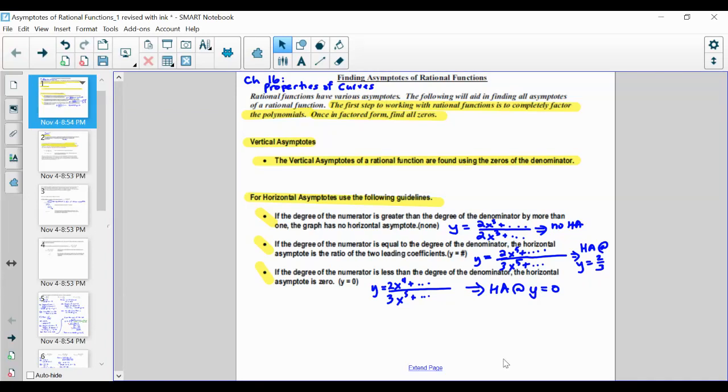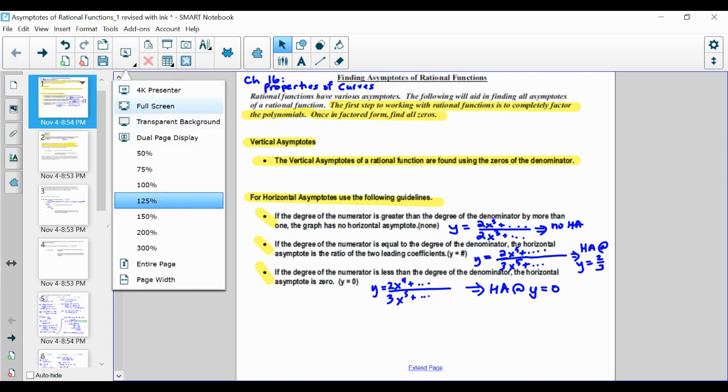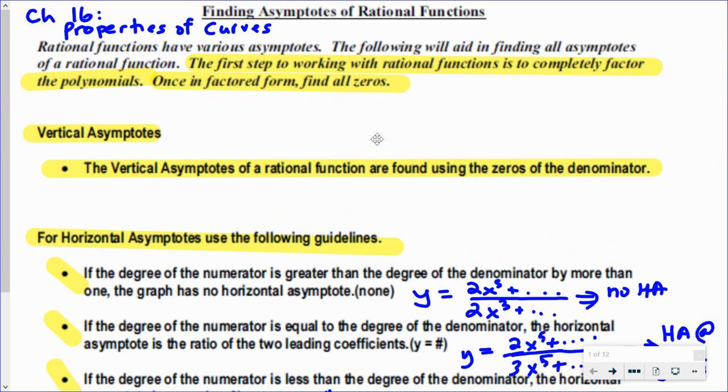Hello, everybody, and welcome to our note on finding the asymptotes of rational functions. So this is something that we need to review before we can go further with our calculus. Remember that rational functions have various asymptotes, and we are going to find all of the different kinds of asymptotes in different ways. The very first step with working with rational functions is always to completely factor the polynomials.